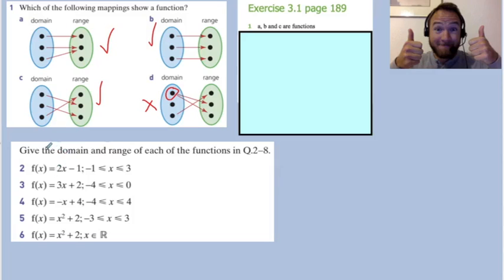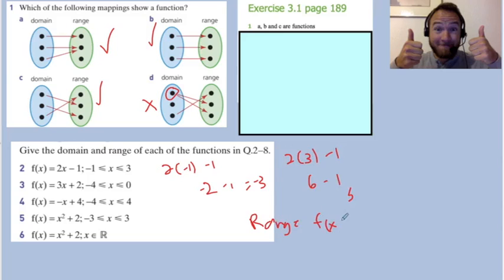Alright, give the domain and range for each of these. So our domain is here. That's it. Our domain is done. Now for our range, we need to plug in our bottom value and our top value. So if I do 2 times -1 minus 1, 2 times -1 is -2, minus 1 equals -3. And if I plug in a 3, I get 2 times 3 minus 1, which is 6 minus 1, which is 5.